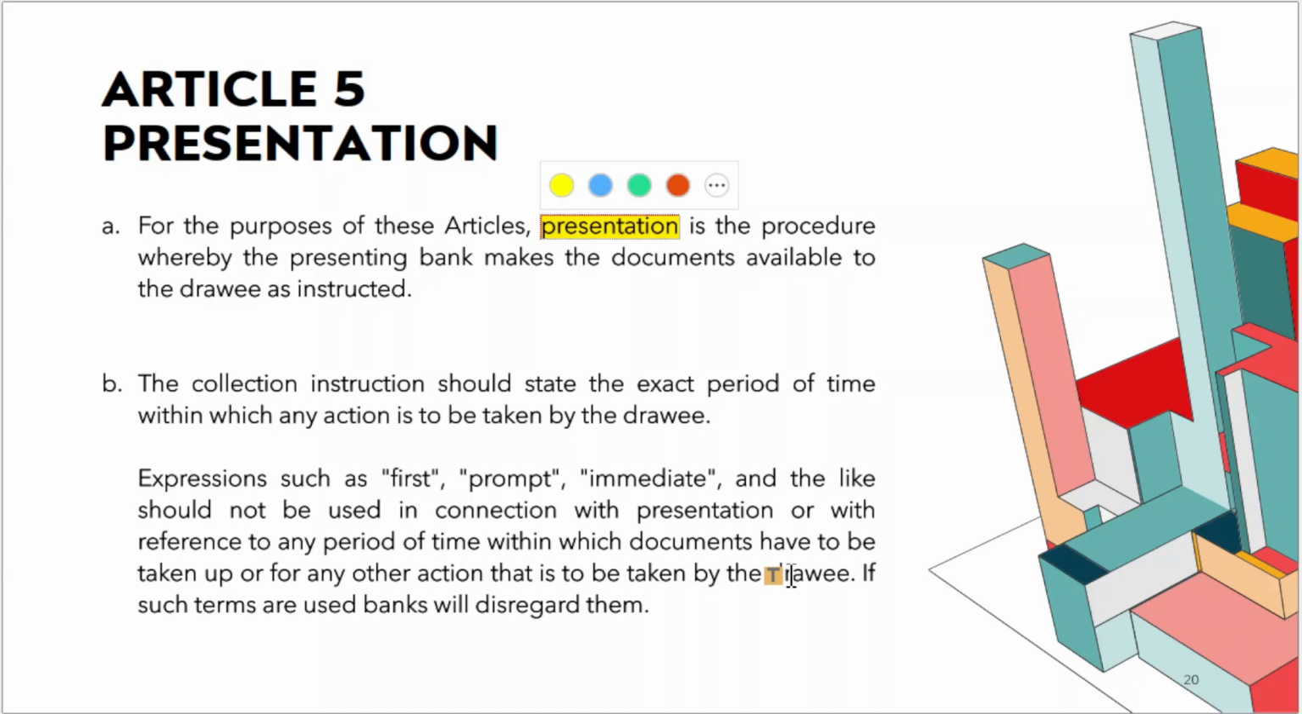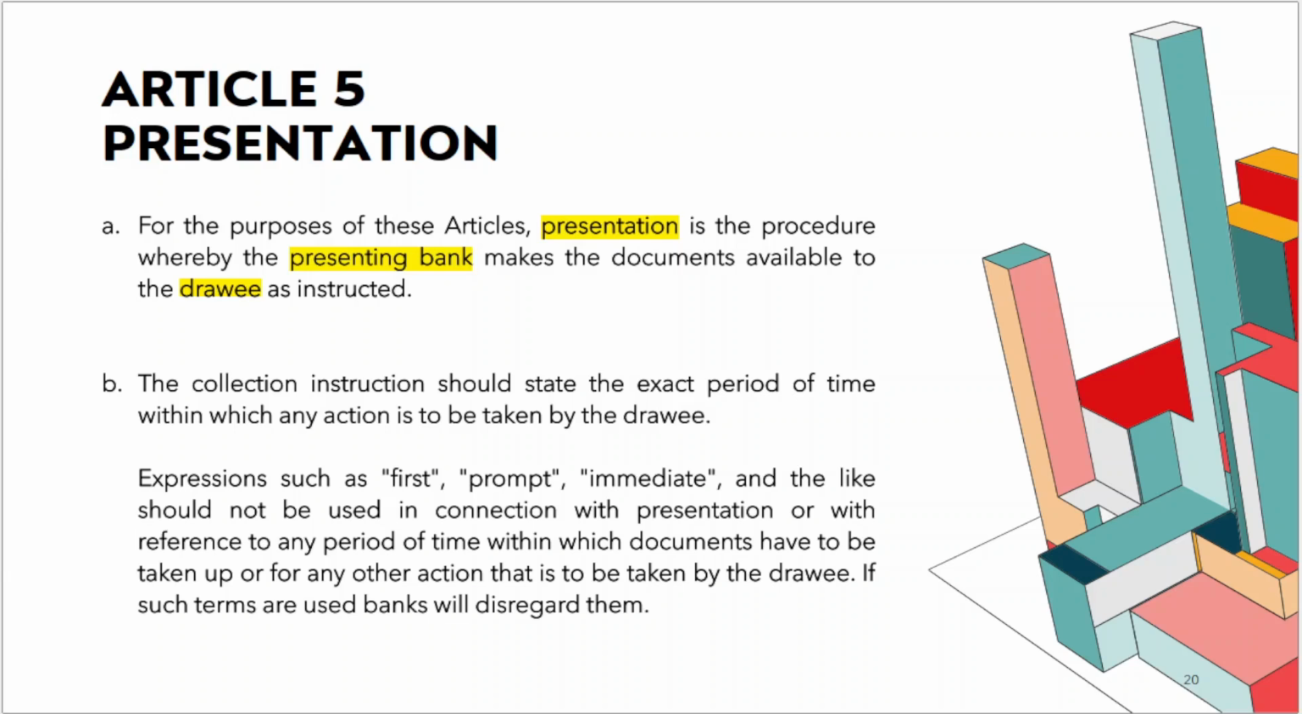drawee as instructed. Now, you need to understand that presentation is a procedure that happens between two parties. And who are the two parties involved? One is the presenting bank, the other is the drawee. So, it's only between these two parties that presentation will happen when the documents are made available to the drawee, and such documents need to be made available as instructed in the collection instruction. So that is implied here.